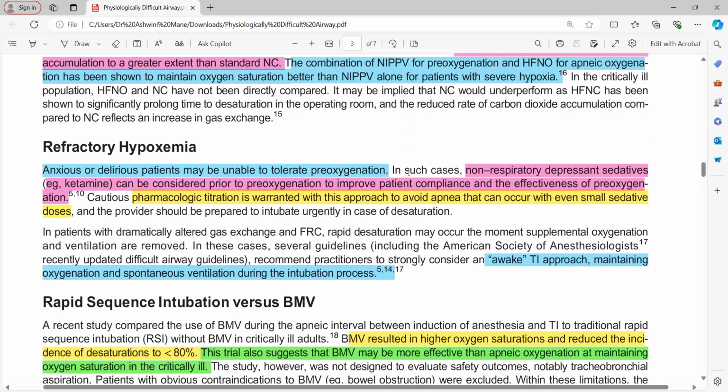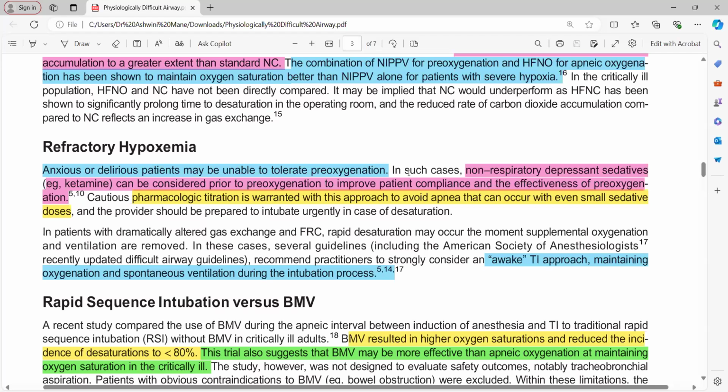Now the next is refractory hypoxia. Anxious and delirious patients may be unable to tolerate pre-oxygenation. In such cases, a non-respiratory depressant sedative like ketamine can be considered prior to pre-oxygenation to improve patient compliance and the effectiveness of the pre-oxygenation. Cautious pharmacological titration is warranted with this approach to avoid apnea that can occur even with a small sedative dose.